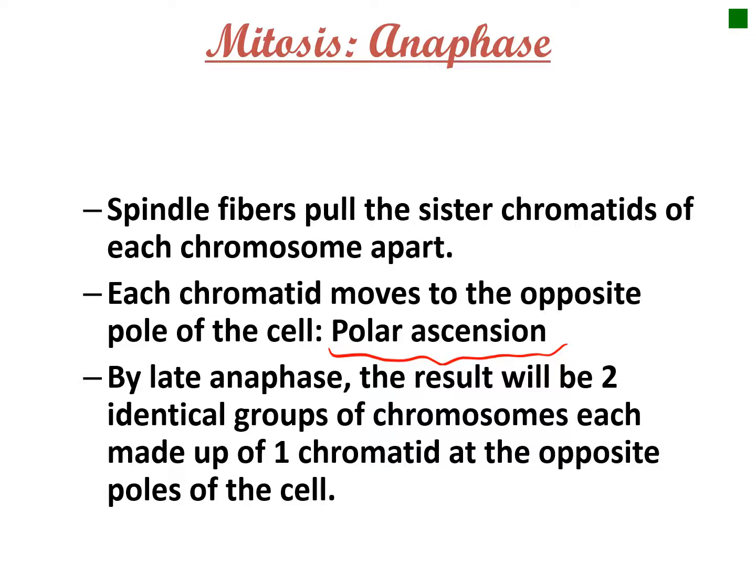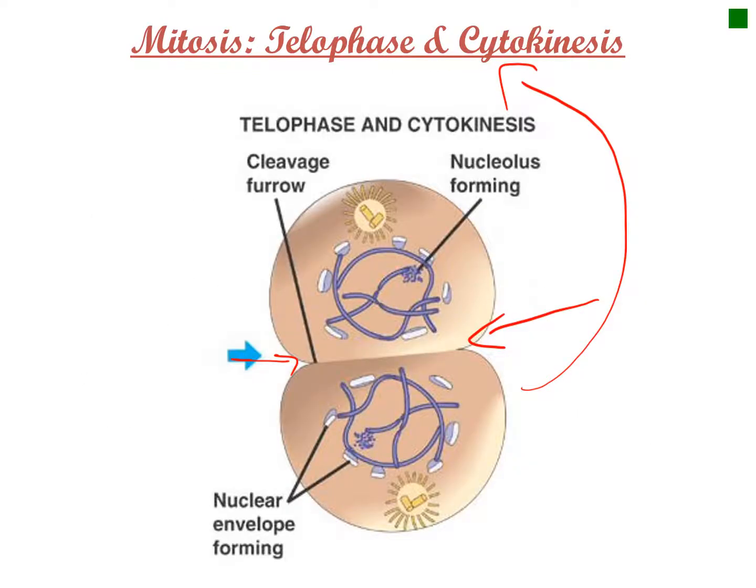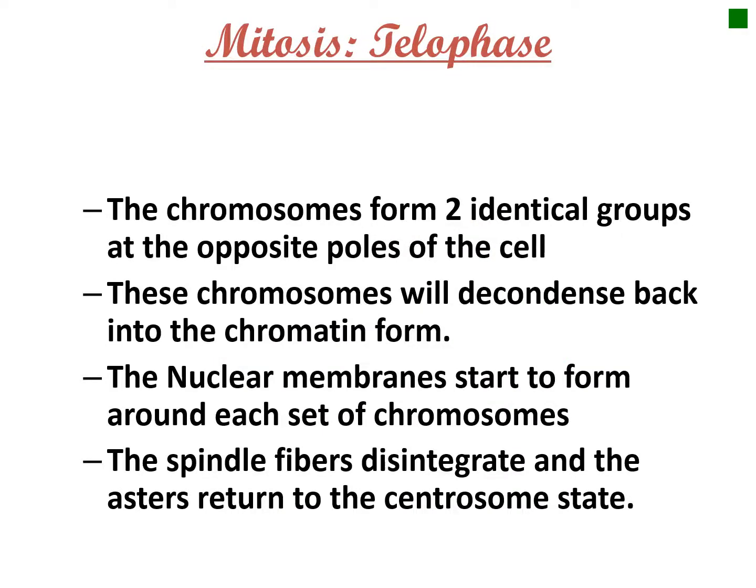Late anaphase, the result will be two groups, each made of one chromatid. Each chromosome is made up of one chromatid at the opposite pole of the cell. The last phase is telophase and cytokinesis, where we have the cleavage furrow. This is called the cleavage furrow. The chromosomes form identical groups. These chromosomes will decondense back into the chromatin. The nuclear membrane starts to form around each set of chromosomes.